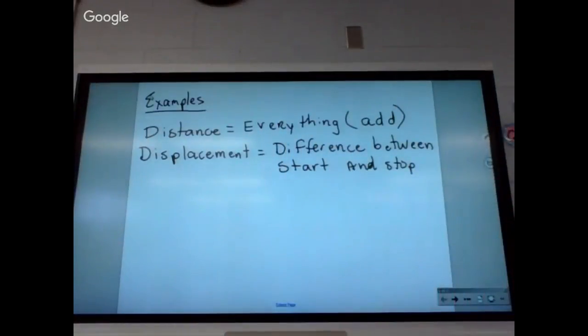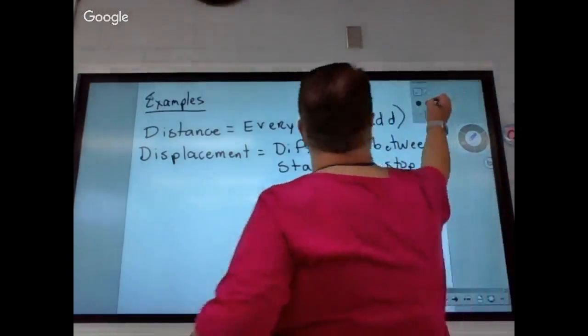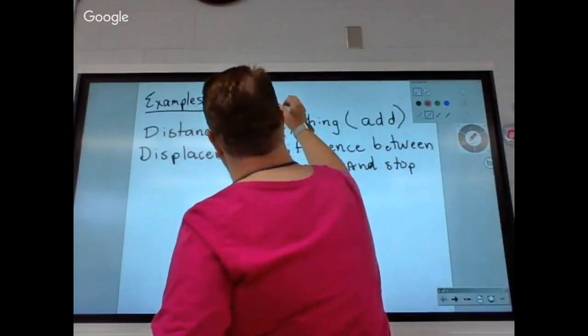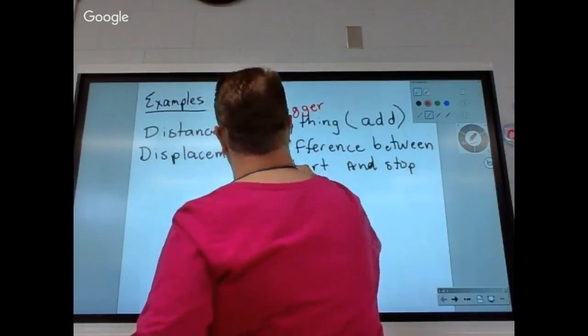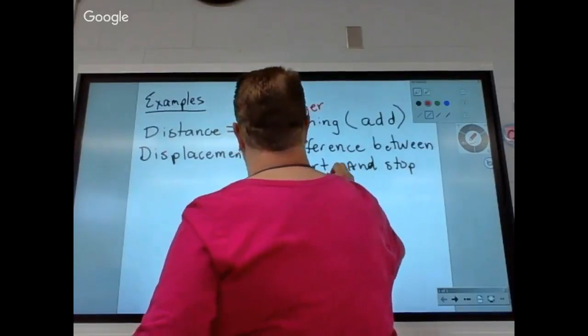Now, which one of these two things is going to be the bigger number? Distance. So distance will be bigger, and displacement will usually be smaller.